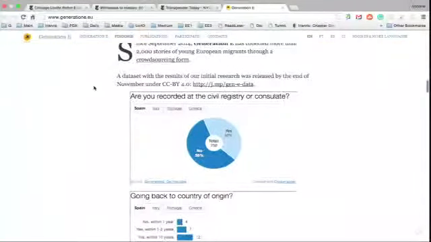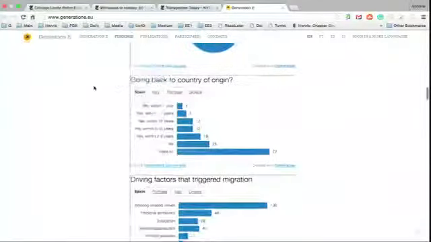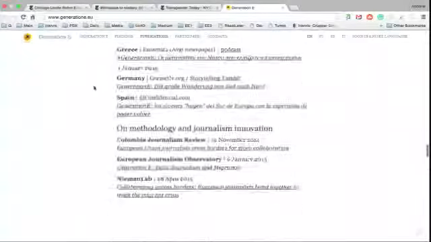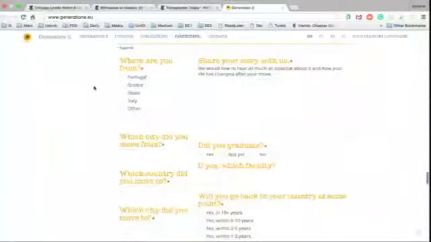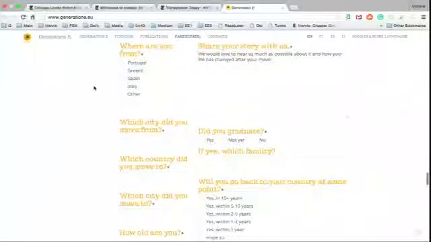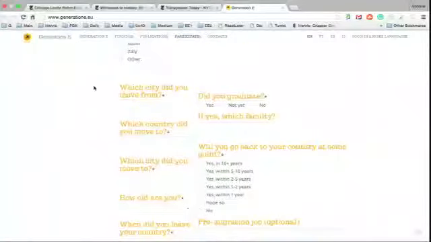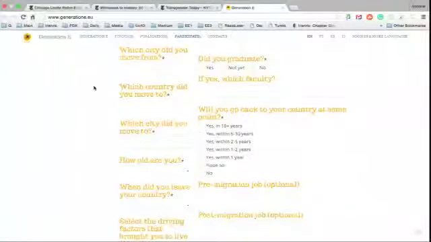What we did, we simply set up a Google form that asked structured questions to South European migrants in different languages. I'll show you the English version. We ask them where they are from, where they moved to, whether they are graduates or not, and if they are thinking of coming back to their own countries at some point in their lives. These are all questions that are still open, and researchers in Europe don't know how to answer them.